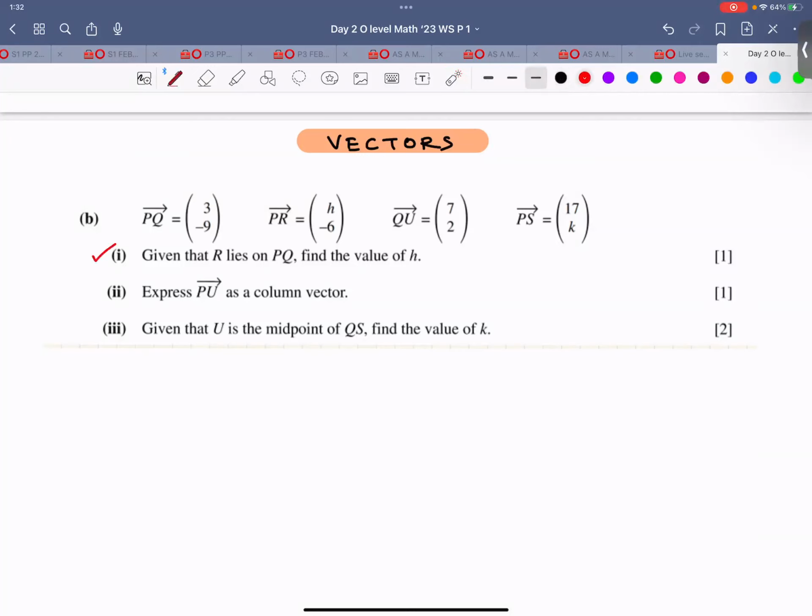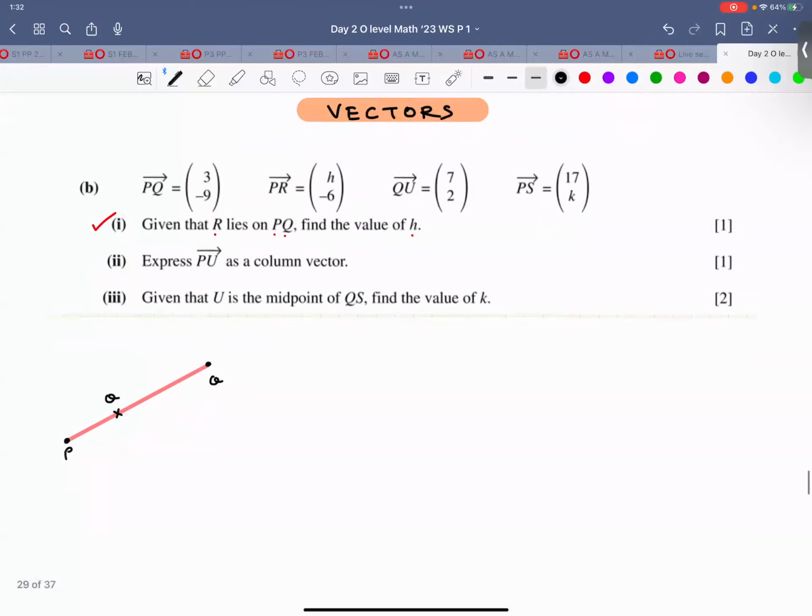Let me work in red. The first one: given that R lies on PQ, find the value of h. This is something that people asked yesterday after the class. This is about collinear points. So this is P, this is Q. Somewhere here might be R, it could be outside also.